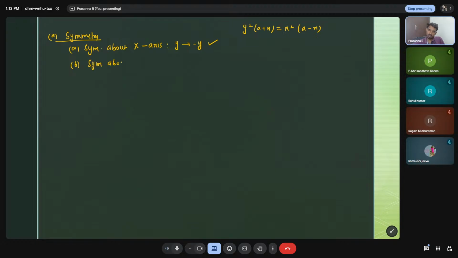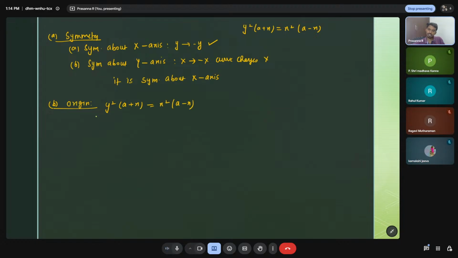Whether it is symmetrical about y-axis, no, right? If you put x equal to minus x, the curve changes. So it is not symmetrical about y-axis. So the curve is symmetrical about x-axis. Now we will see whether it is passing through origin. So the curve is y square into a plus x equal to x square into a minus x. You put 0 comma 0, it will satisfy, right? It passes through origin.